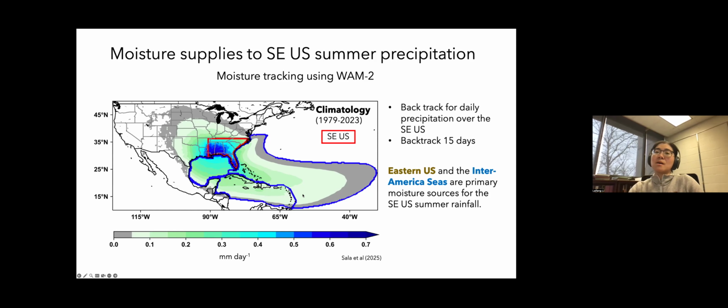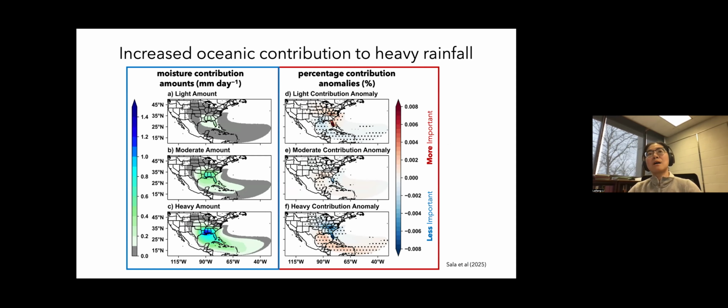So this is a climatology, but the moisture contribution from those source regions differs quite significantly according to the rainfall categories. The figure on the left shows the moisture contribution amount in the unit of millimeter per day. And we can see that if we increase the intensity of the rainfall, almost every moisture source region tends to contribute more moisture.